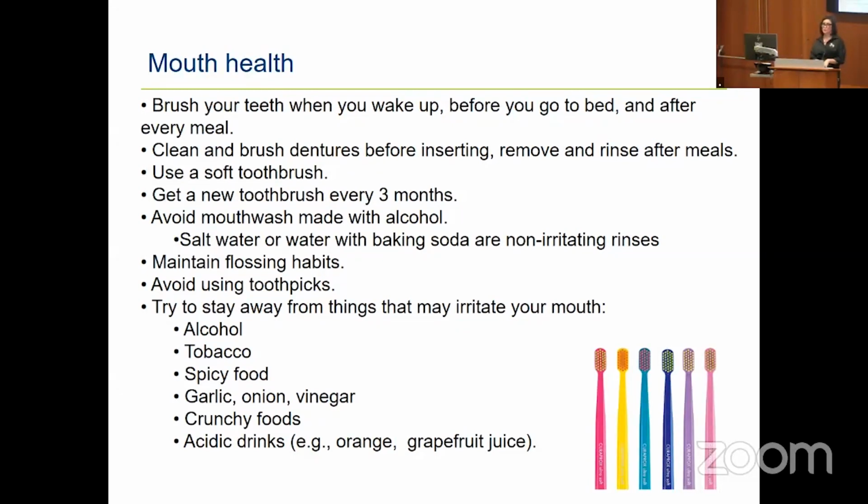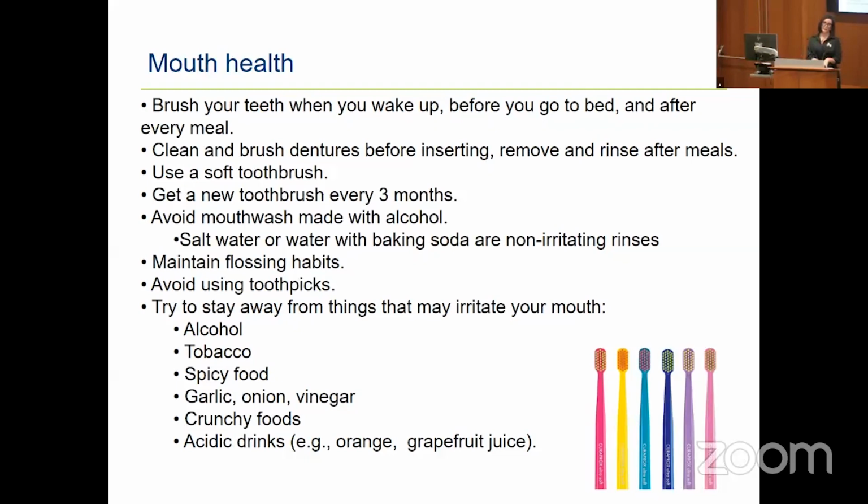Use of a soft toothbrush is recommended because it minimizes trauma to the gums, and the gums are one area of potential entry of bacteria into the bloodstream. So a soft toothbrush can minimize trauma. And it's recommended that you swap out your toothbrush every 3 months with a new one, just because bacteria can live and grow on our toothbrush as well.